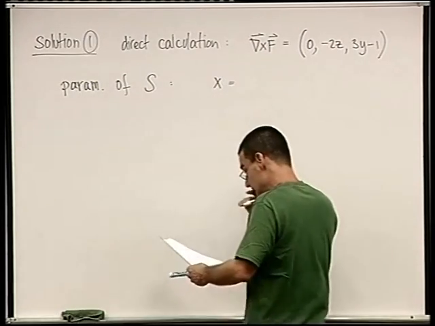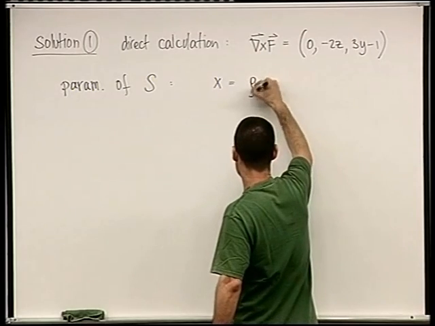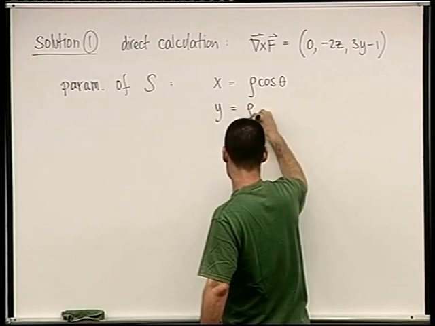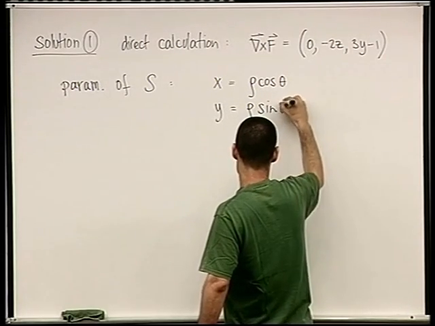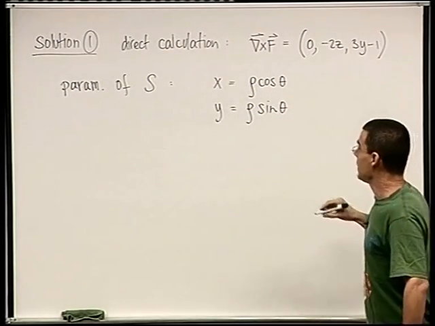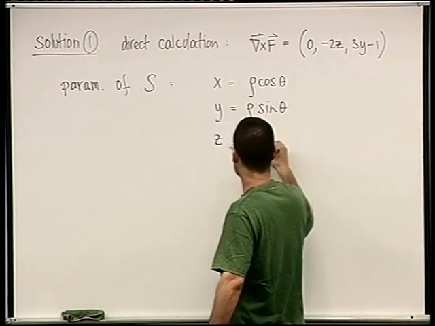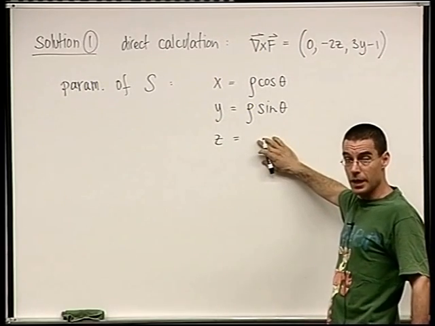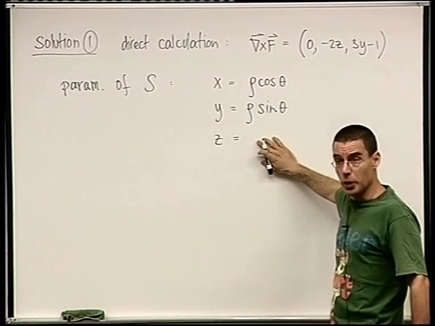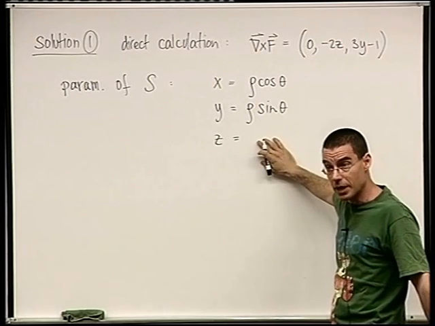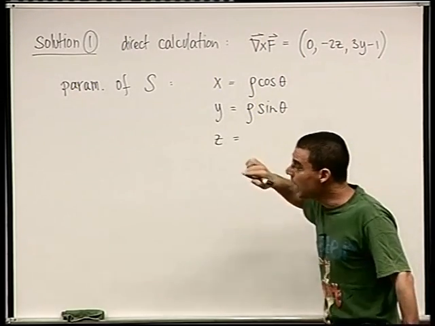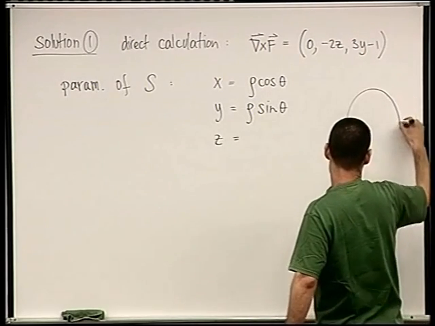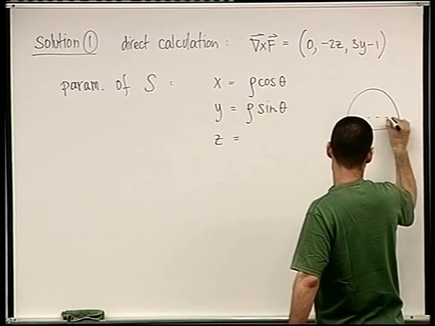X is going to be rho cosine theta. Y is going to be rho sine theta. And z, so if this is x and y and z was just z, that would be cylindrical coordinates for the entire R3 space, right? But I don't want that. I want only to capture points on the surface S, on this paraboloid, only points on this paraboloid.